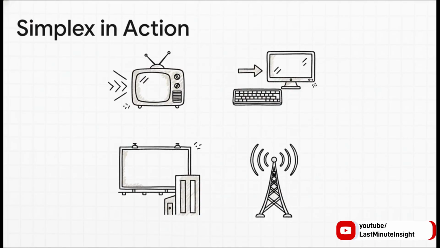And this one-way street is everywhere once you start looking for it. When you listen to the radio or watch a TV broadcast, that's a classic one-way signal. Even when you type on your keyboard and the letters pop up on your monitor, that's a one-way command. Those giant digital billboards on the highway? Yep, they're just receiving data, not sending a single thing back.